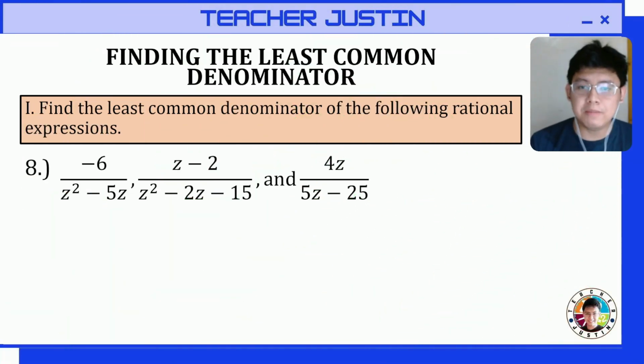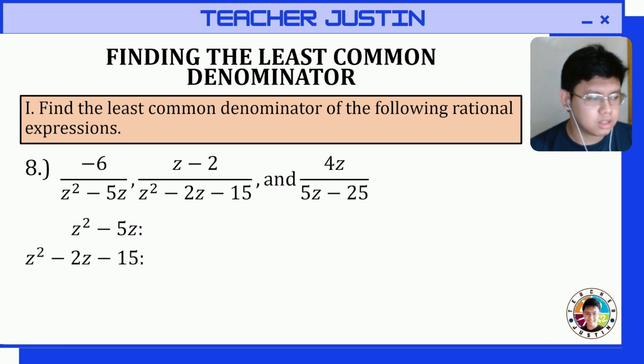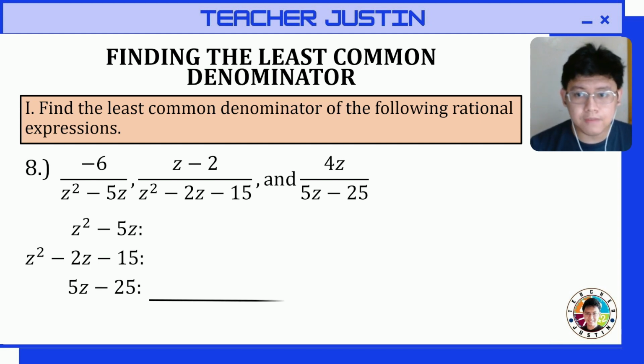Let's find the least common denominator of the following rational expressions. So, we have here our rational expressions. Tapos, kunin natin yung kanilang mga denominators. So, we have z squared minus 5z. We have z squared minus 2z minus 15. And we have 5z minus 25. Now, let's apply factoring to get the least common denominator.